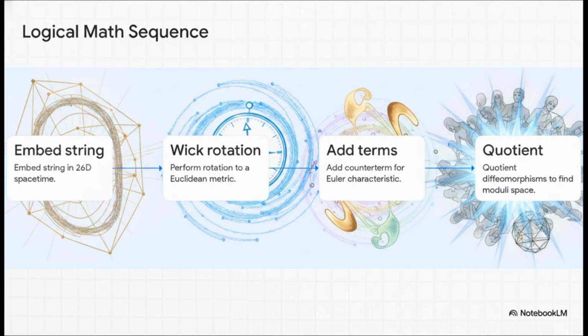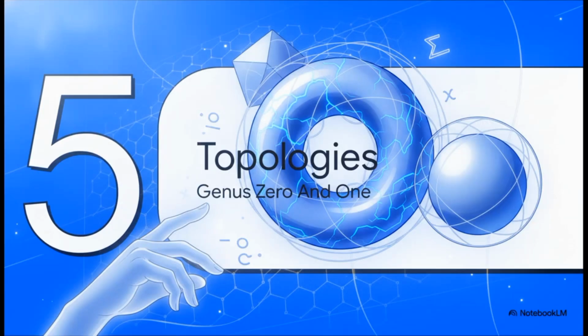Now, if that sounds like an avalanche of terminology, don't worry. The big takeaway is that this brilliant sequence of steps lets physicists tame the infinite, chaotic possibilities of a moving string, reducing them down to a finite, solvable geometric space, which we call the moduli space. That brings us to our final section, number 5, topologies genus 0 and 1. Let's look at the actual topological shapes these integrals sum over.